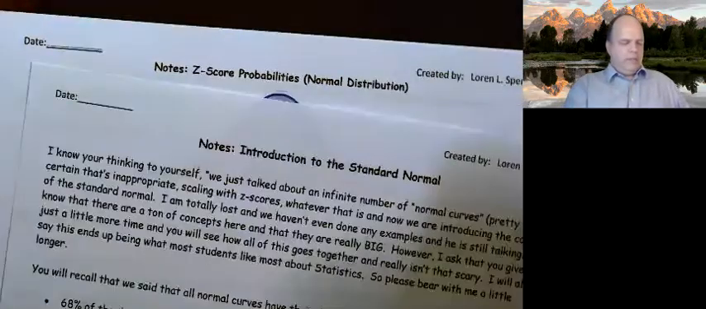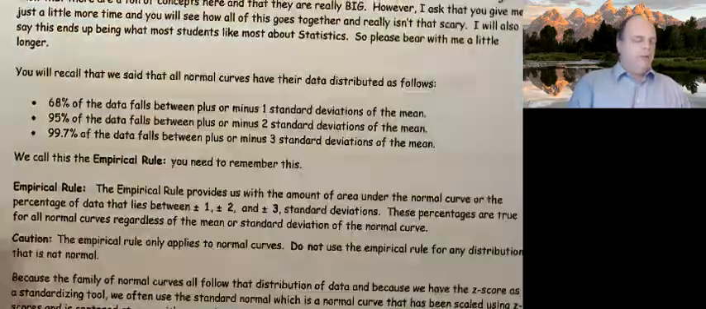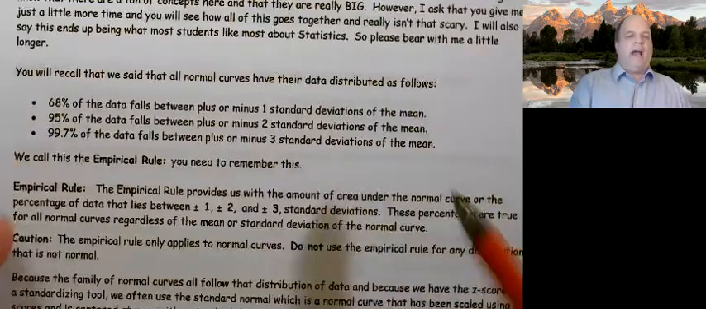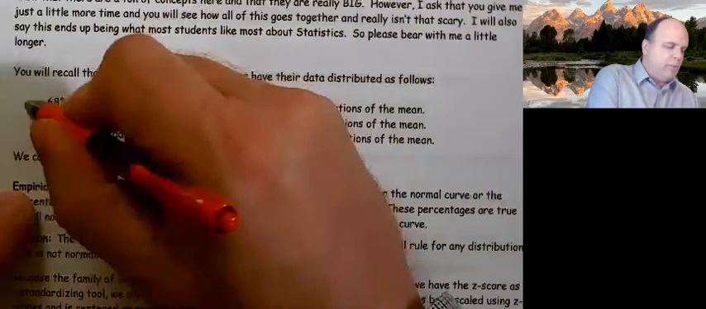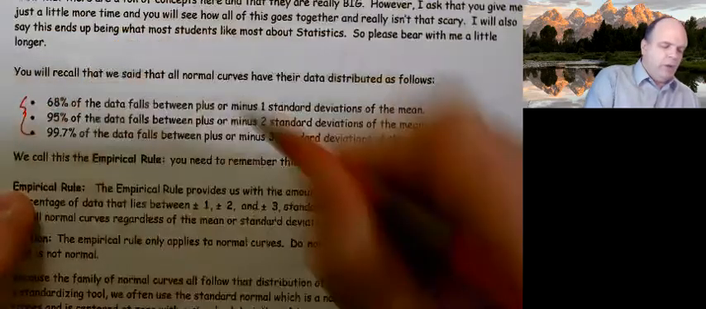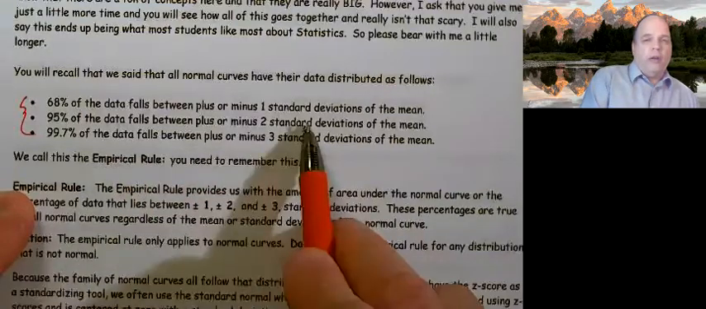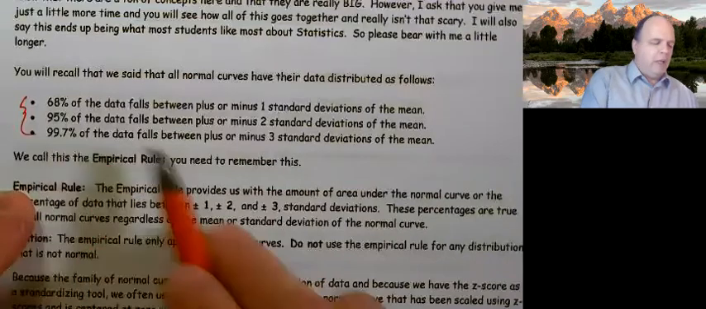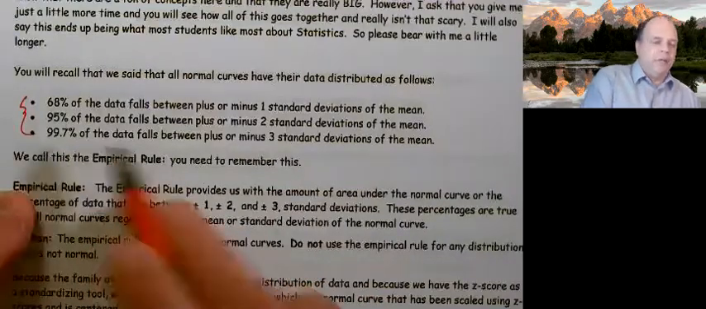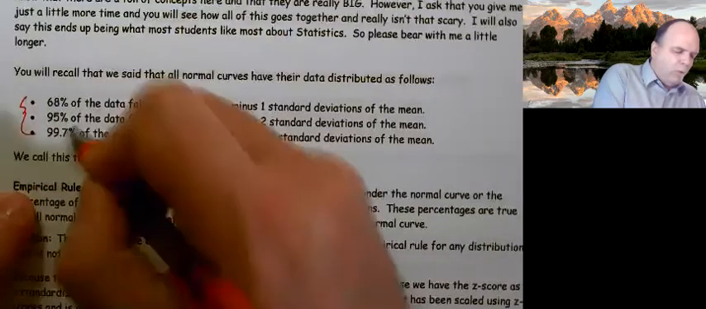All right. So it turns out the 68, the 95, and the 99.7 has a name, and it's called the empirical rule. Please make sure you memorize those percentages. And remember, 68 is plus or minus 1, centered on the mean. Plus or minus 2 is 95, centered on the mean. And plus or minus 3 is 99.7. And this is all known as the empirical rule.